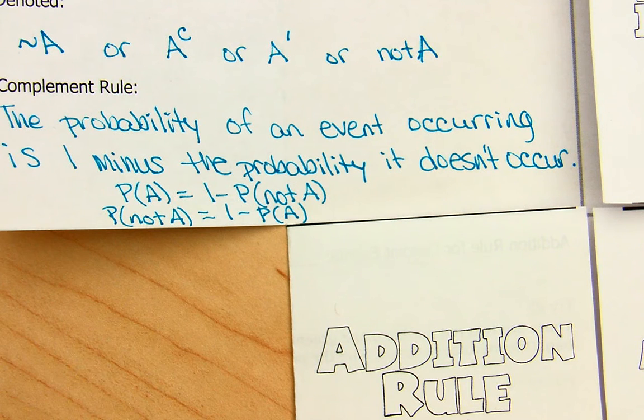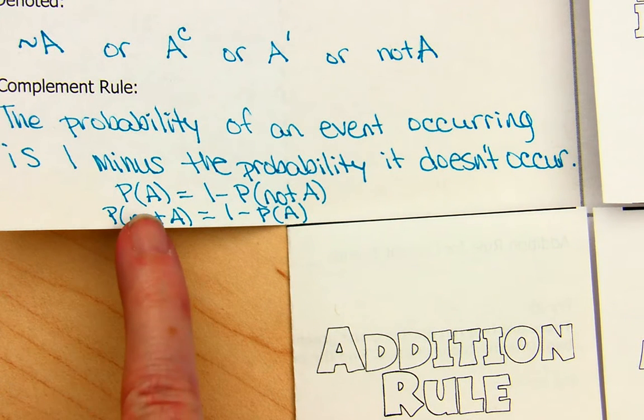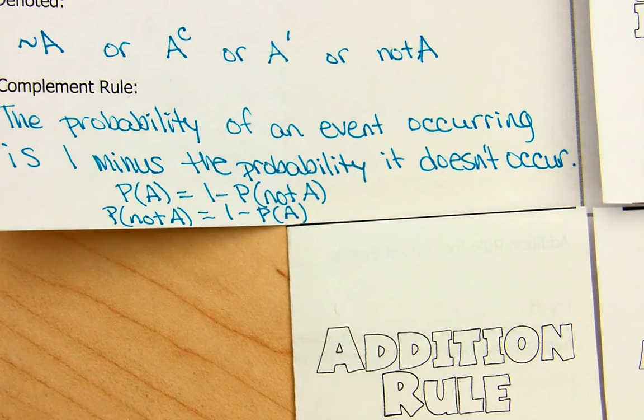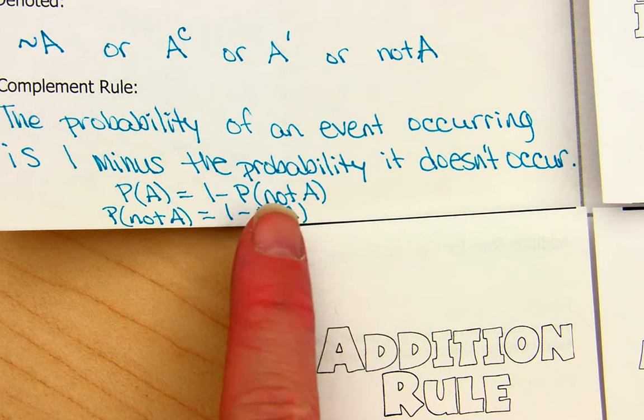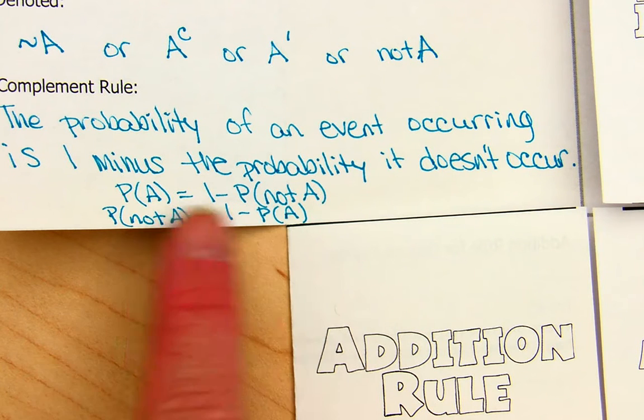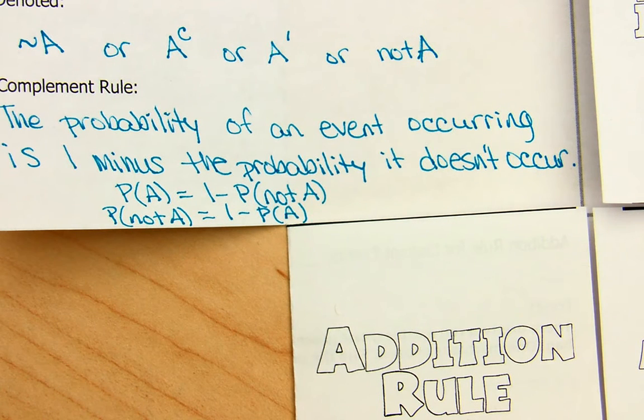Often it's easier to calculate the probability of A using this, especially if we're looking at multiple things involved. Sometimes it's easier to find just the ones that don't fit it and subtract from one than to find all of the different options that fit the event A. So either way, you'll get the same answer. It's just sometimes it's easier to use the complement rule.